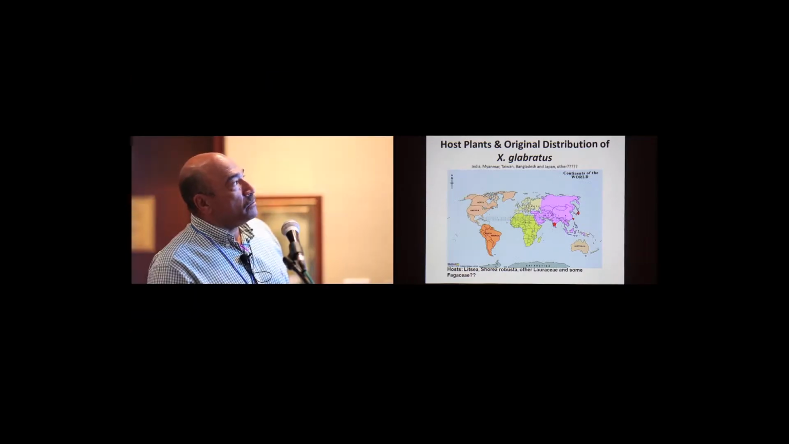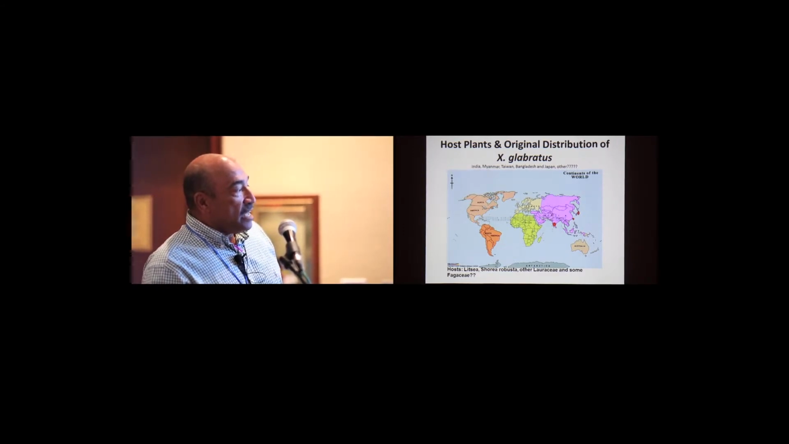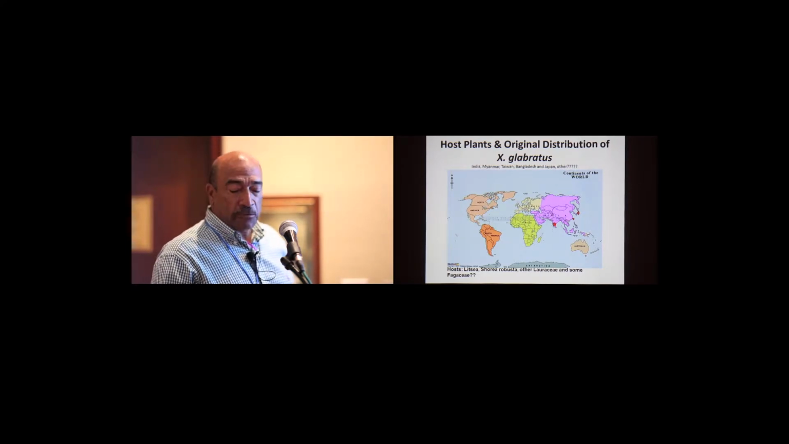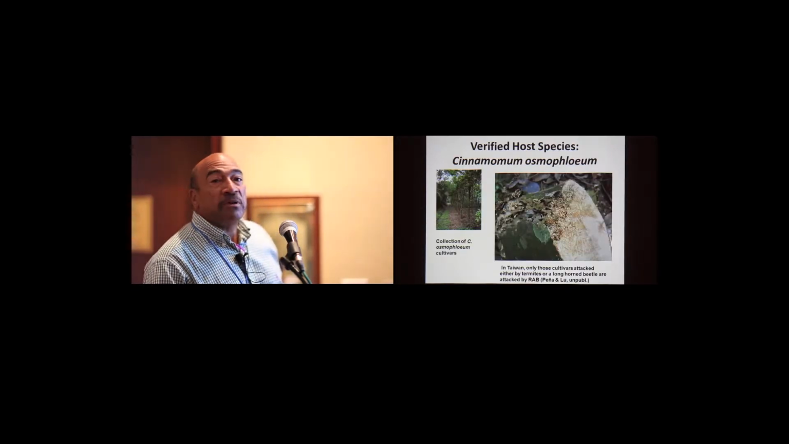As you know, the places where Xyleborus glabratus has been collected are India, Myanmar, Taiwan, Bangladesh, Japan, and perhaps other countries in Asia, and several hosts are listed: Lythraceae, Shorea robusta, Lauraceae, and Fagaceae. However, our studies of Xyleborus glabratus have been really minimal in the area of origin.